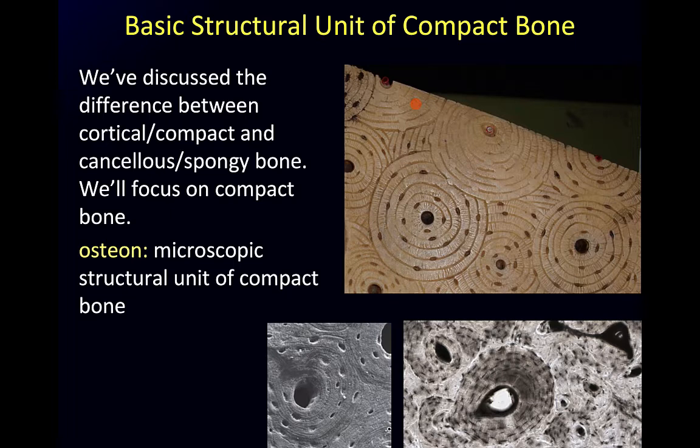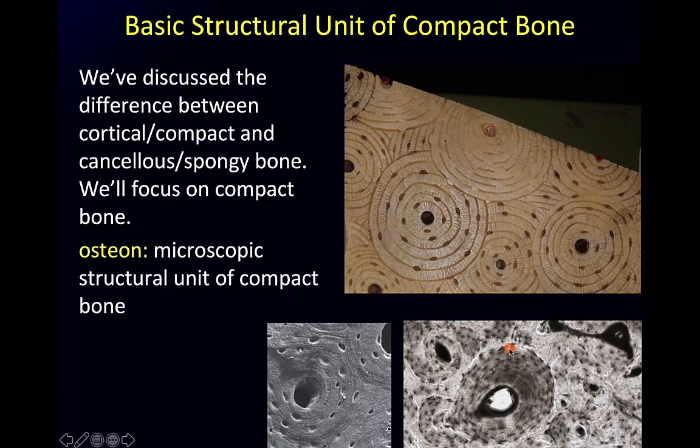So we've previously, in our tissues chapter, taken a look at cortical or compact bone versus cancellous or spongy bone. And compact bone obviously is based on a structure called an osteon. And we can see that in a lot of different ways. Here's a model from lab. We see a central canal, and here we see the concentric lamellae that surround it, and that tubular structure is our osteon. We can see one here in a scanning electron micrograph, and here under a light microscope.